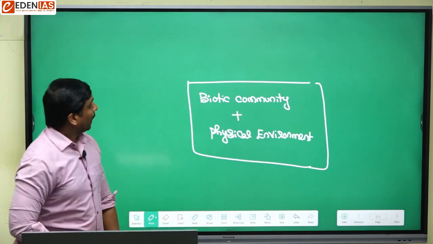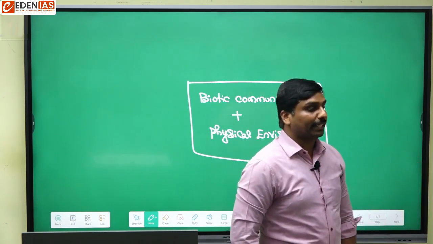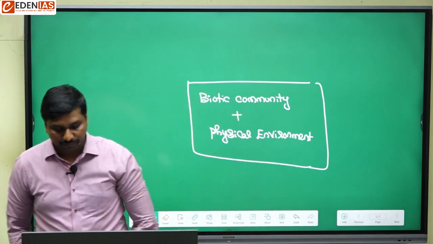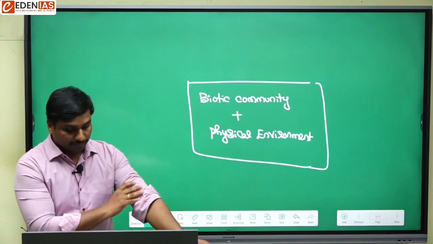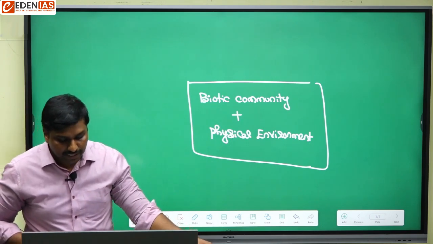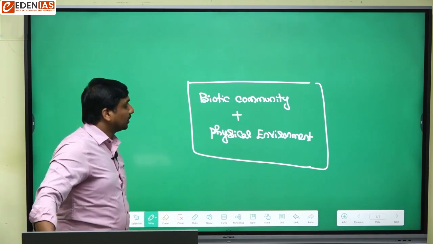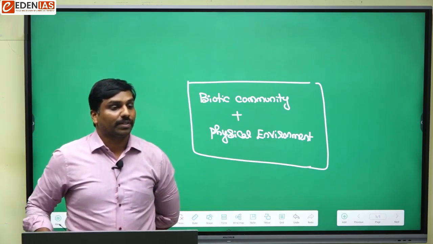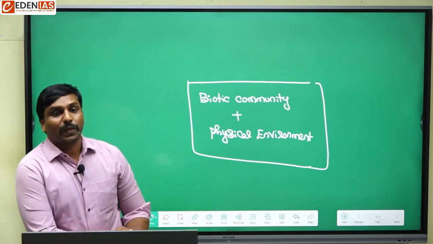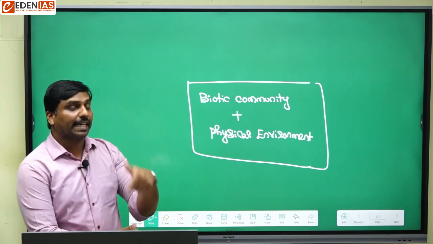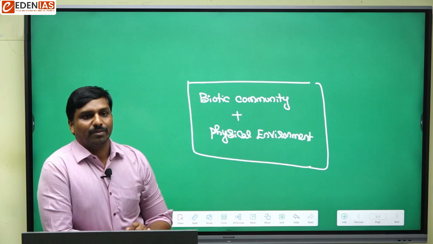There you mention the next point: when a biotic community is integrated with the physical environment, that refers to an ecosystem. Now look at the first point and the second point. You can understand the second point with reference to the first point. For that you need to know what a biotic community is. I hope you are catching the phrase.